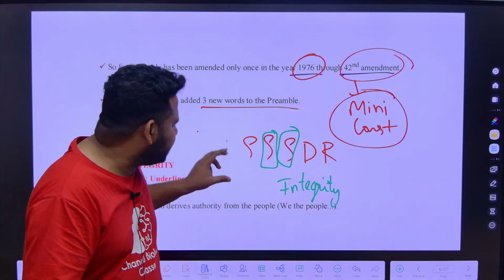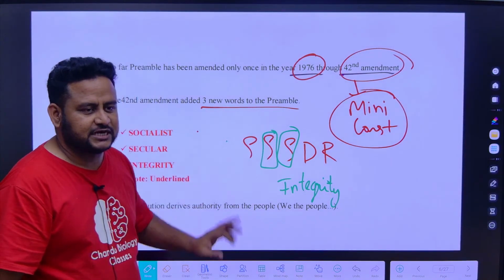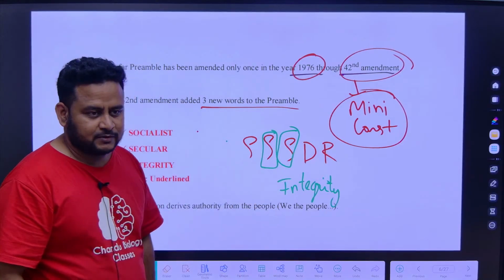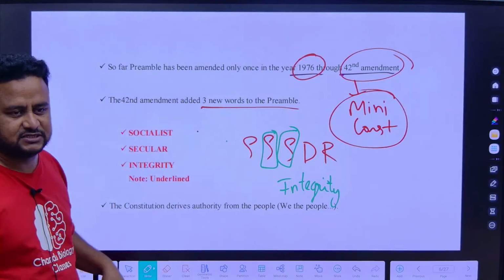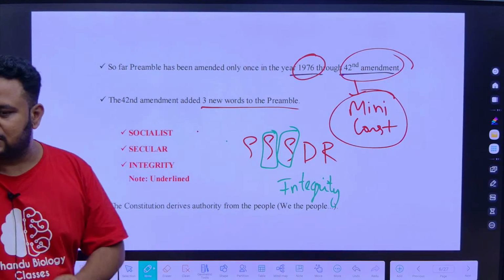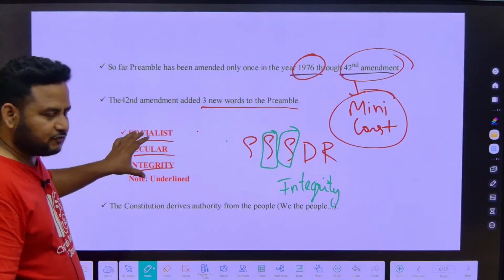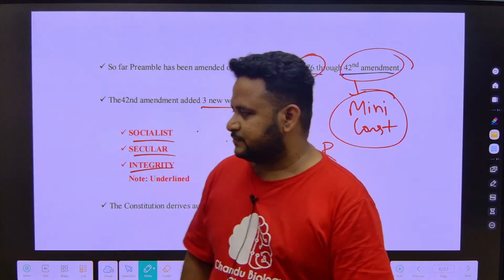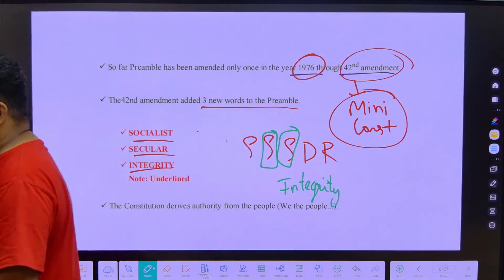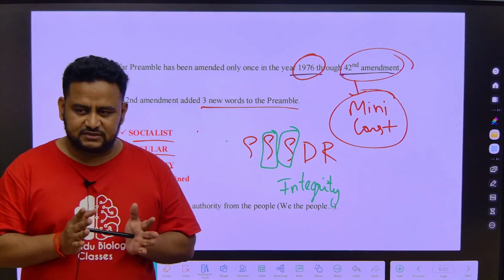Same way, they made it explicit. What? That India is socialist and also secular. Okay, and also integrity. So this was added through what? The 42nd Amendment of 1976. It is also called what? Mini constitution. So that is what? Socialist, secular, and integrity. These are the words that were added. Three words: socialist, secular, and integrity. SSI. Socialist, secular, and also integrity were added. Understood? So these are the words that were added.